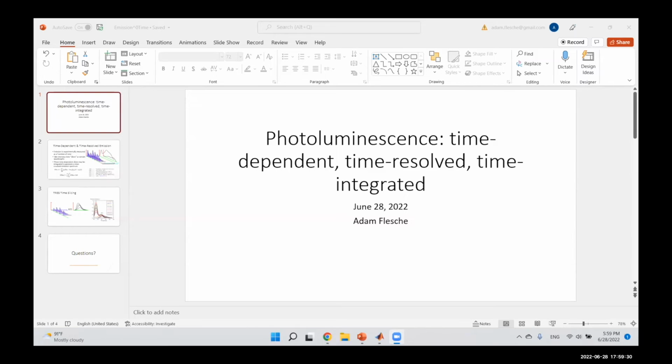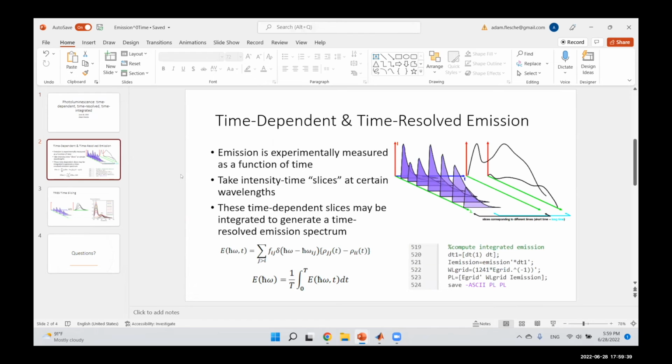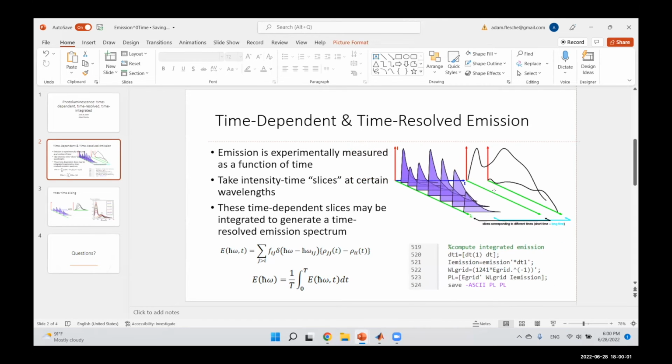Thank you. Okay. So, I was just going to talk about time-dependent, time-resolved, and time-integrated. I found these cool figures that basically show we're taking slices of time-dependent emission spectra at certain wavelengths, integrating those to get just this time-resolved spectrum over here. I just showed the part of the code, I guess, that does this and what it relates to. Yeah, that's basically what I have for that.